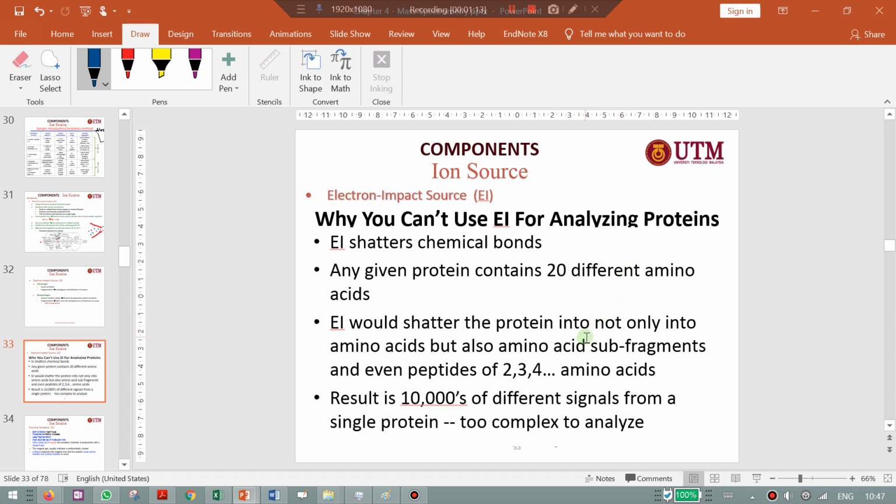Okay, that's the problem. As a result, from a single protein, you can have 10,000 different signals. So it is too complex to analyze, and it's not suitable if you want to analyze what kind of protein you have while using EI. Then from those 10,000 different signals, you want to somehow conclude a single protein. It's very, very difficult. It's very, very not practical. Okay, it's not really suitable, so you need to use a softer ionization technique, right?